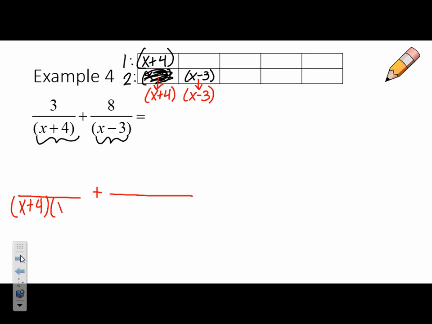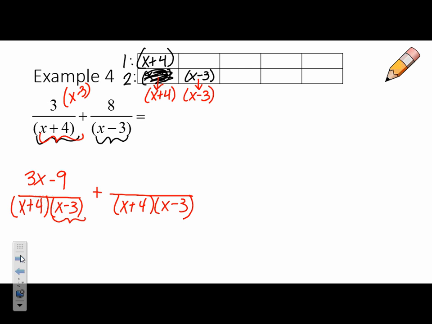X plus 4, x minus 3. X plus 4, x minus 3. And then I'm going to change the numerators to reflect how I changed the denominators. I had an x plus 4 here. I changed it by putting an x minus 3 down there. I have to multiply the top by the same, so it becomes 3x minus 9.